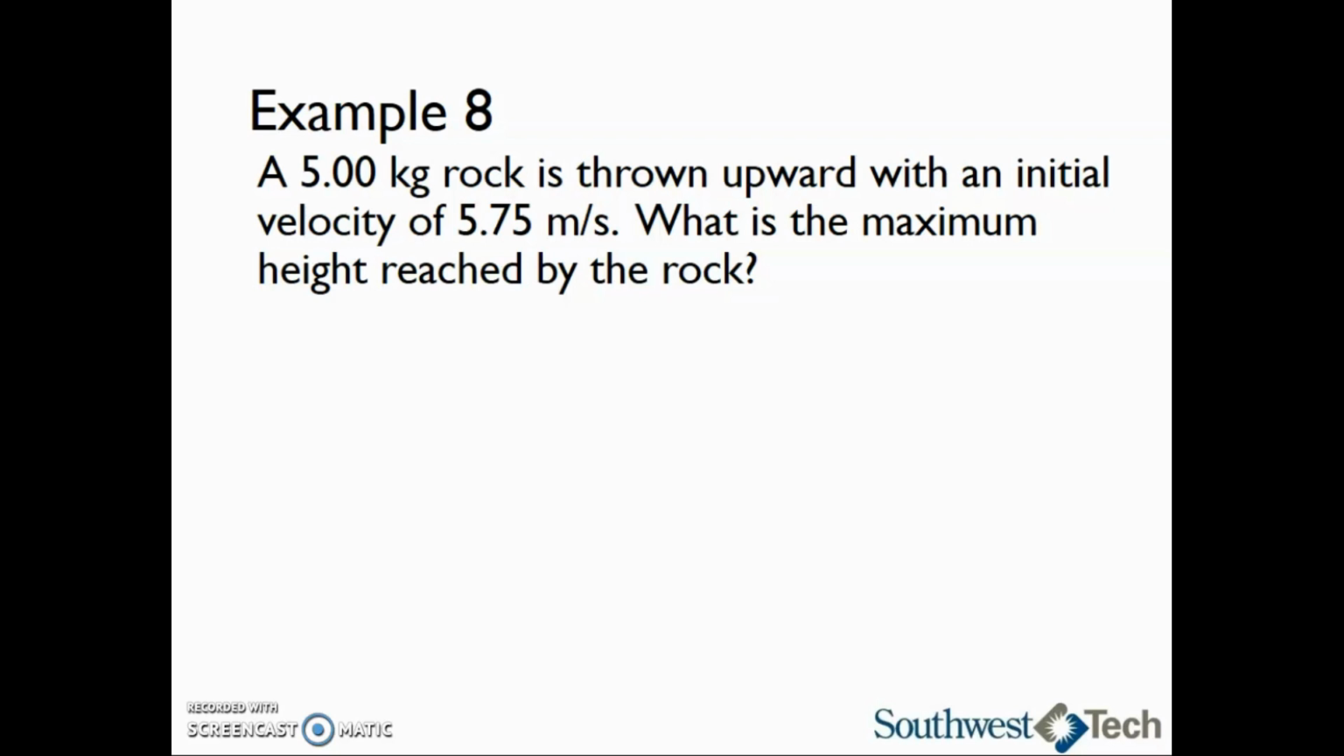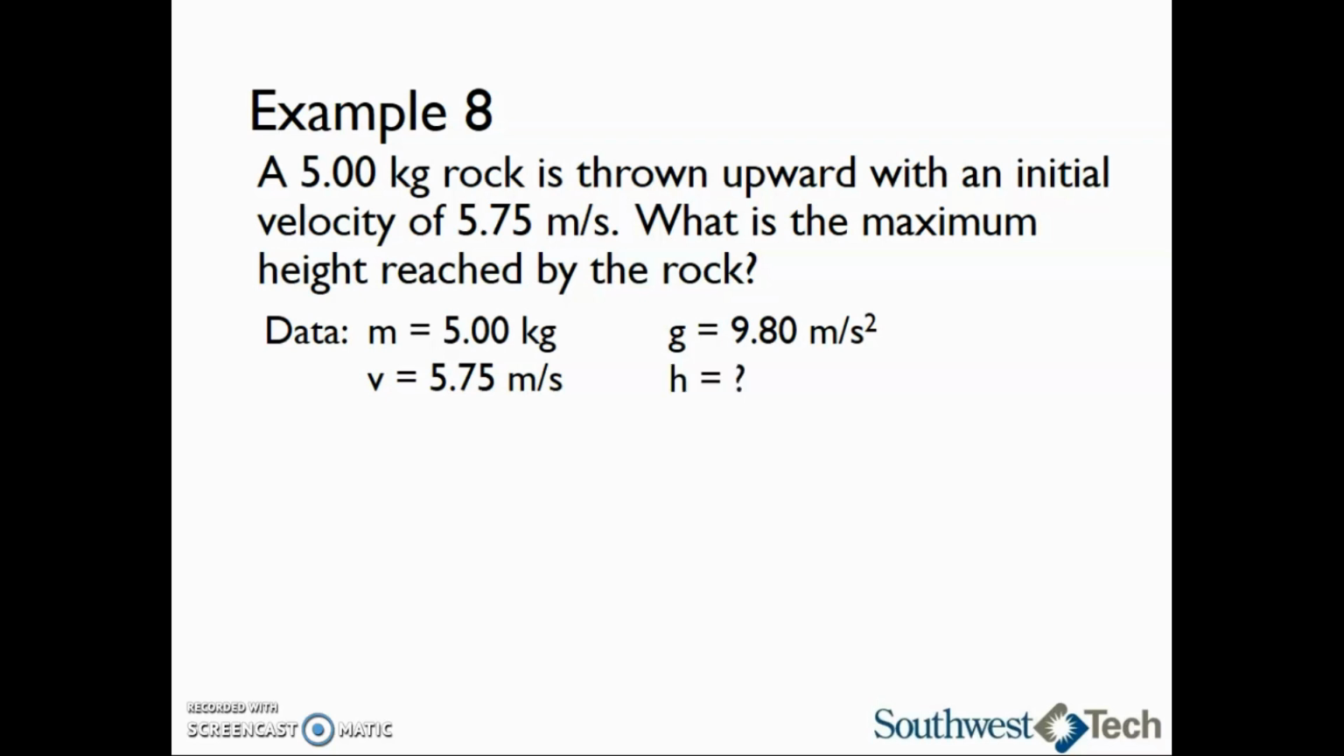First, we will write down all of the data we are given. We know that the mass is 5.00 kilograms and the initial velocity is 5.75 meters per second. Since we are throwing the rock up, acceleration due to gravity will be impacting the rock, so that is 9.80 meters per second squared. We are trying to find the maximum height h the rock reaches.